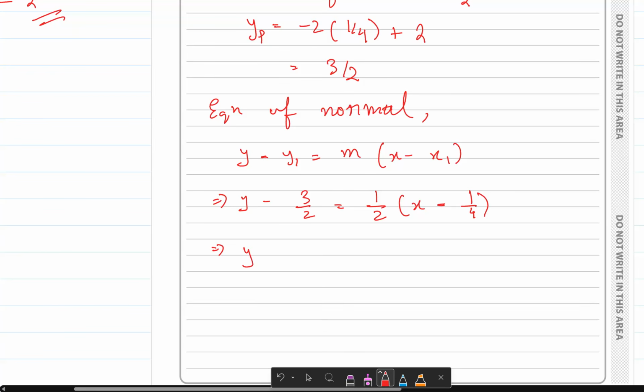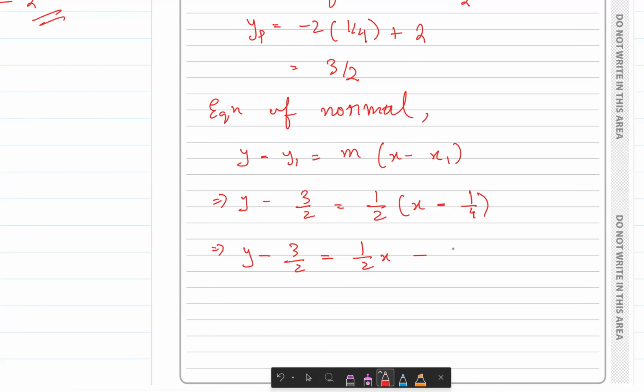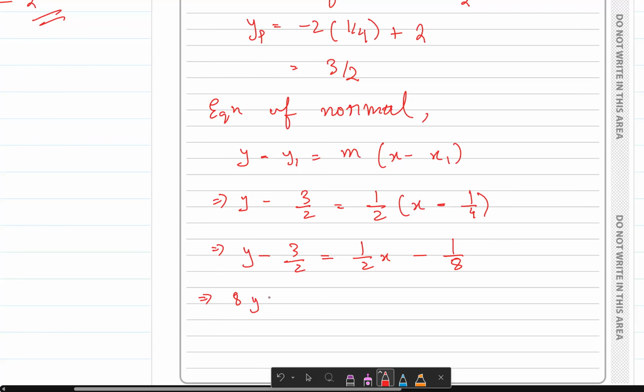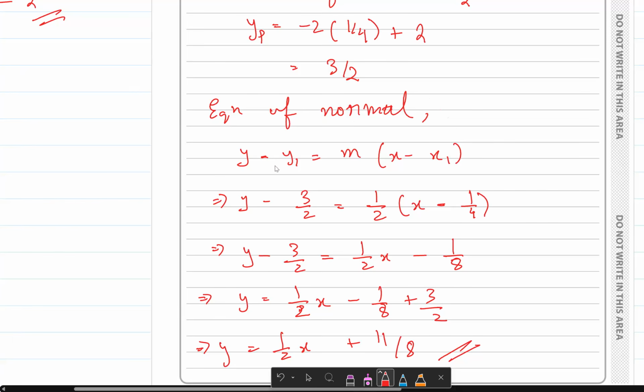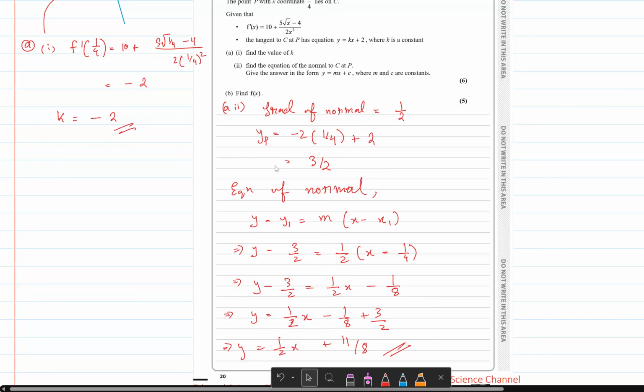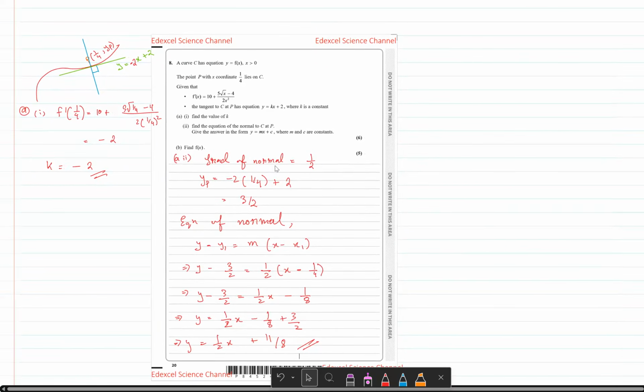So I can say y minus 3 over 2 equals half x minus 1 over 8. So I am going to multiply all of this with 8 to remove all the fractions. So 8y, actually, I don't have to do that. Sorry, that will make things unnecessarily complicated. So minus 1 over 8 plus 3 over 2. So y equals half x plus 11 over 8. And that is the equation of our tangent. Sorry, of our normal to point P.